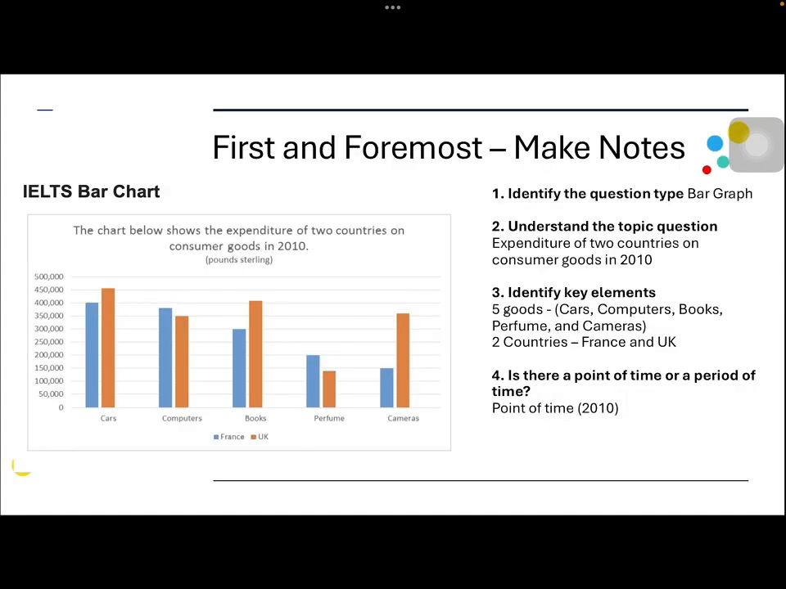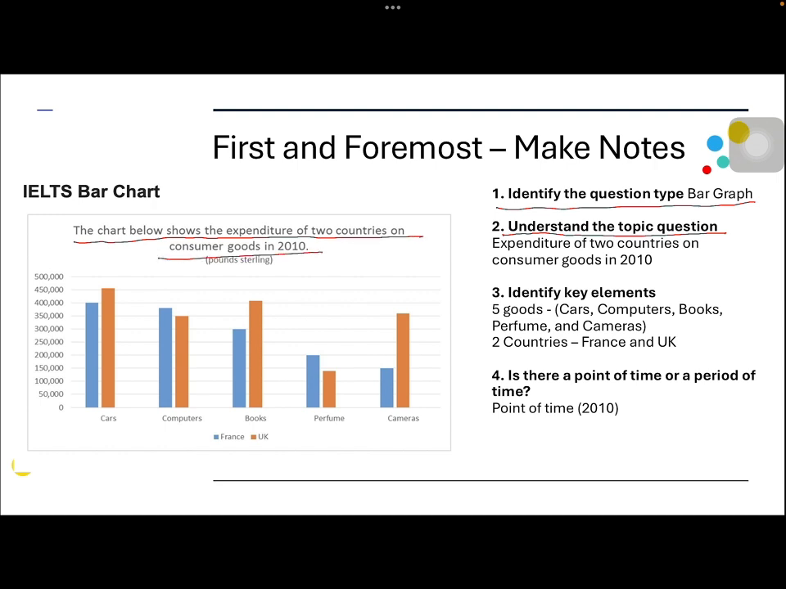Now the first thing that we are going to do is identify the question type. It's pretty much clear that the question is a bar graph question. Then understand the question topic, right? Now in this case, the topic question is, the chart below shows the expenditure of 2 countries on consumer goods in 2010.